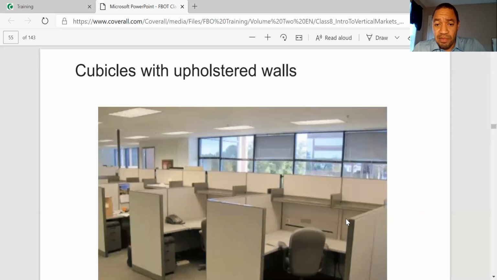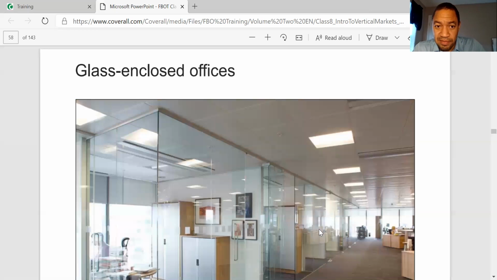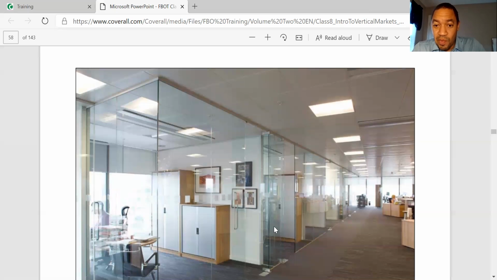This is upholstered cubicles here. Like I said, here you can get spots there too. People spill on that. So that's another opportunity for a special service to clean if possible. The partition glass, like I said, they're spot cleaned typically on both sides. So you just have to kind of come through and take a look and see what needs to be done and clean as needed.